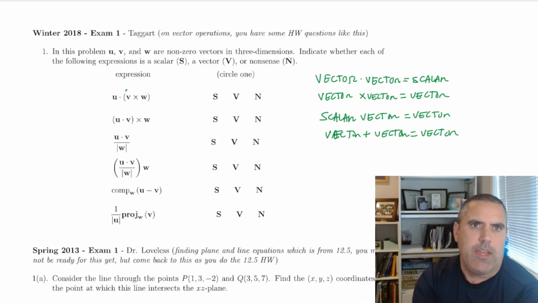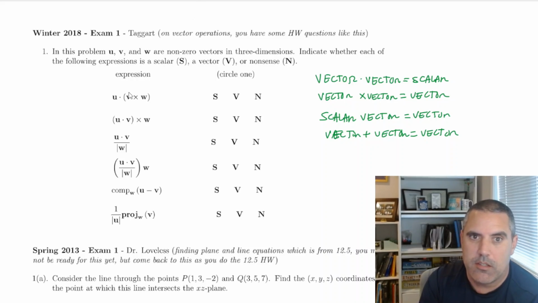Okay, so let's see if that accomplishes most of the things we want. The way you would think through this is, okay, here's a cross product. Are there vectors on either side of it? Yes. Great. What does it spit out? A vector. Great.